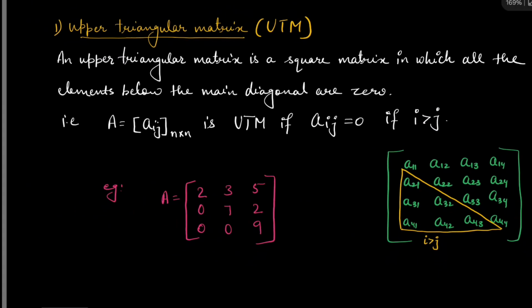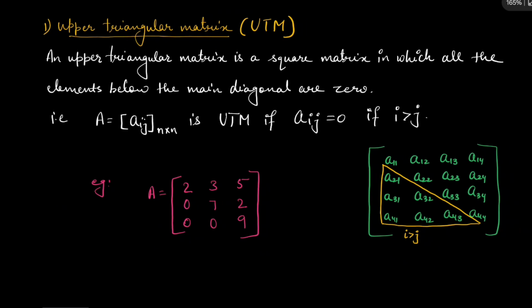So what is upper triangular matrix? It is basically that square matrix in which all the elements below the main diagonal are definitely 0. What is your main diagonal? This is your main diagonal, and all the elements lying below this line will be definitely 0. We are not saying anything about the upper side elements. We are simply saying that all elements below the main diagonal are 0.